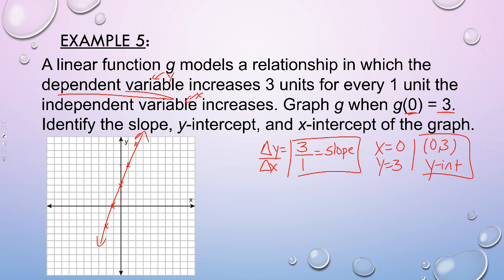The final thing it asks is what is the x-intercept? So we can look at the graph here. We see that the x-intercept is right there. So I know that my x-intercept is at the point (-1, 0).